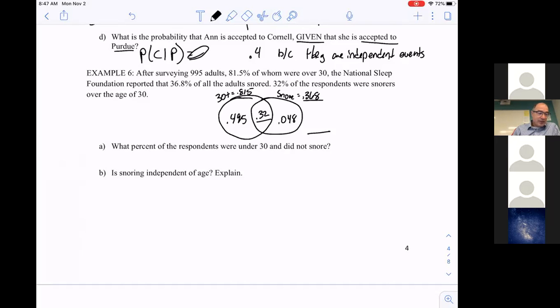If we add all three of these numbers together, we get 0.863. So that means there's a 0.137 out here that are under the age of 30 and do not snore. Anyway, that is our first question: what percent of respondents were under 30 and did not snore? That would be this 0.137.